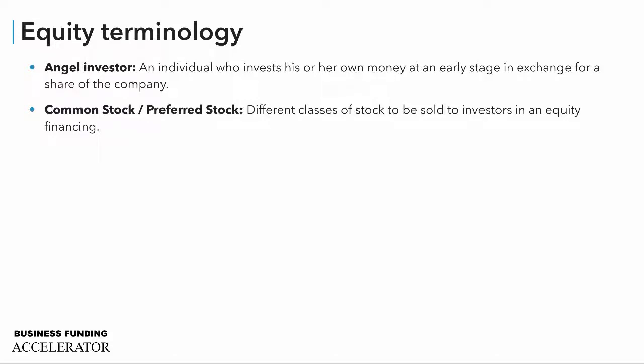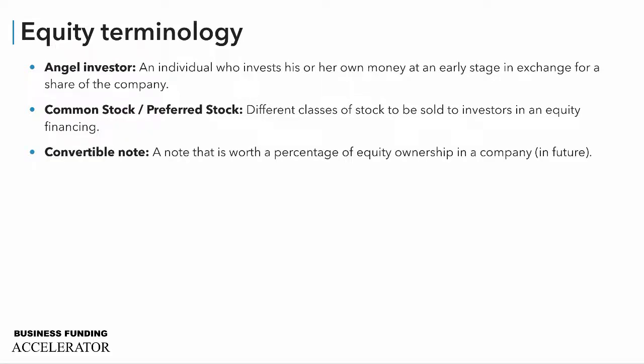Now, some different forms of equity are common stock and preferred stock. Now, for especially a C corporation, you'll have different forms of stock, and different investors will want different types of stock because they each have different ways of protecting their investment. So different classes of stock will be sold to investors in an equity financing. That's really what you need to know now. Common and preferred are 2 different classes of stock.